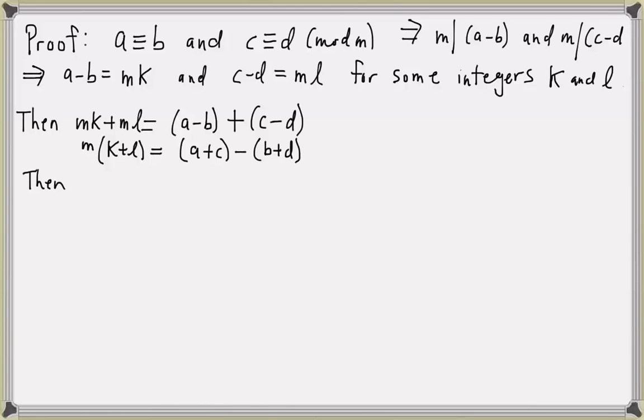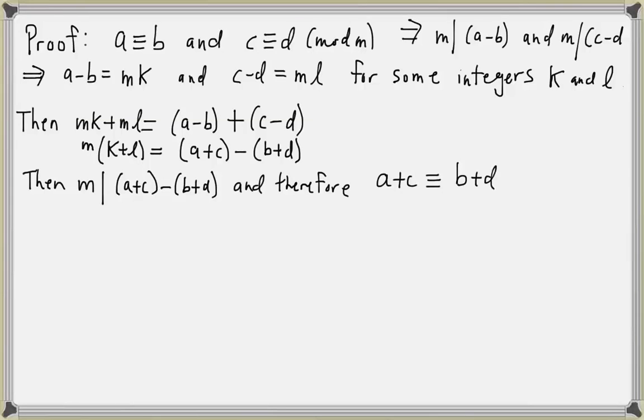And we see that M times an integer equals A plus C minus B plus D. Therefore, M divides the quantity A plus C minus B plus D. Therefore, A plus C is congruent to B plus D mod M.